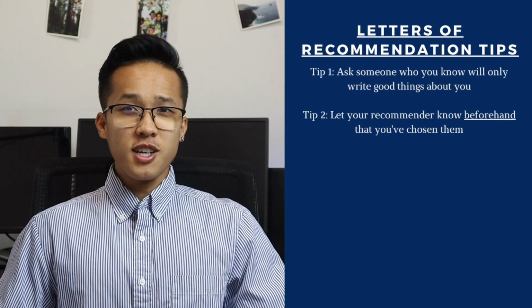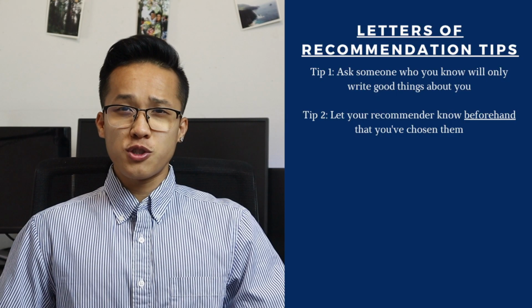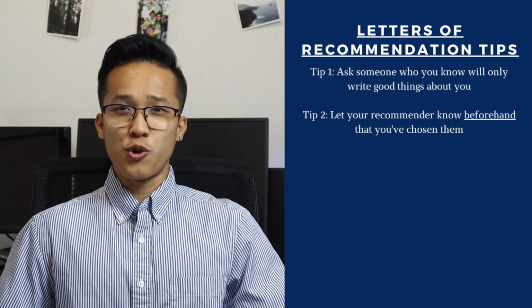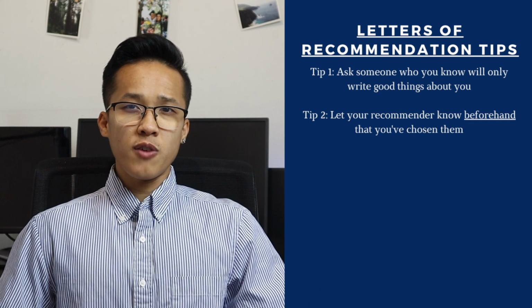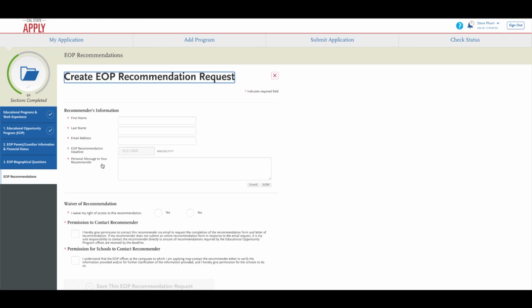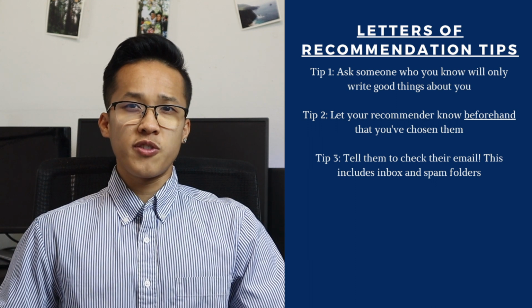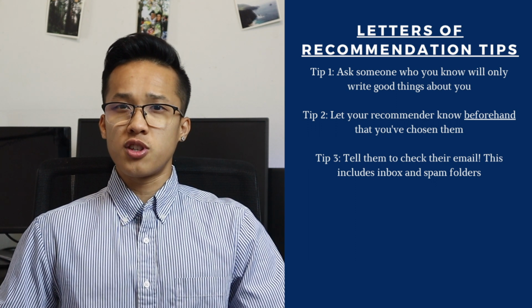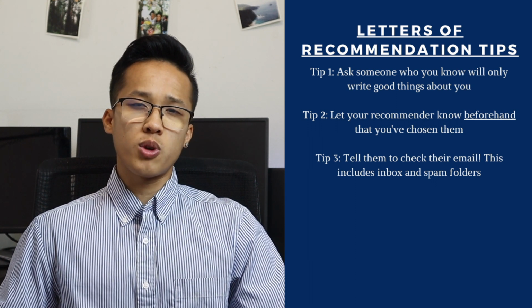The next step is just to make sure that your recommender knows that you've chosen them to write a letter of rec for you. When filling out the EOP form, you'll have to list the email contact information for your recommender. So once you put this in, they'll actually get a notification in their email letting them know that they've been chosen as a recommender. Once you've notified them, the next step is just to let them know that they're going to be receiving an email in their inbox related to the instructions on how to complete the actual recommendation.